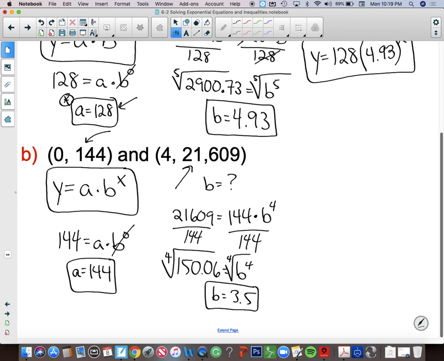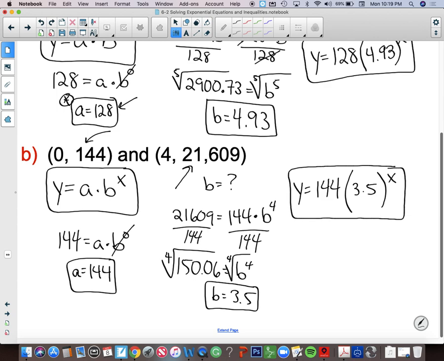Okay, then the last step was actually writing the equation. So we got y equals 144, close parentheses, 3.5 to the x power. That is our exponential growth equation that goes through those 2 points. Okay? So that is how we find the equation if we're given 2 points.